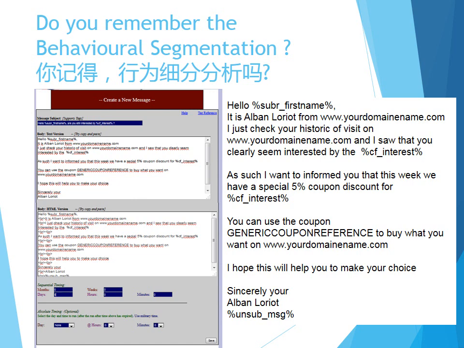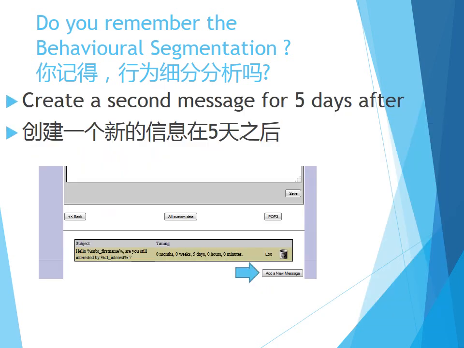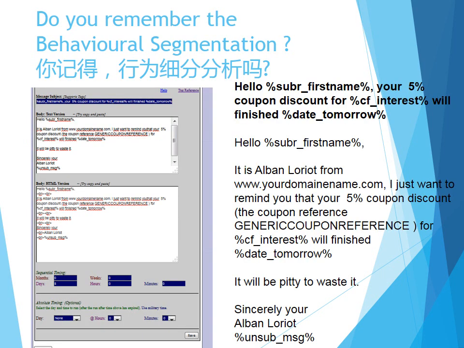So you want to give him 5% discount for this product with a coupon discount, for example. And here you put the generic coupon reference to buy on the domain name, and you create the second message 5 days after to say that it will be finishing soon. So add new message: hello, your 5% discount for this product will finish at date tomorrow.